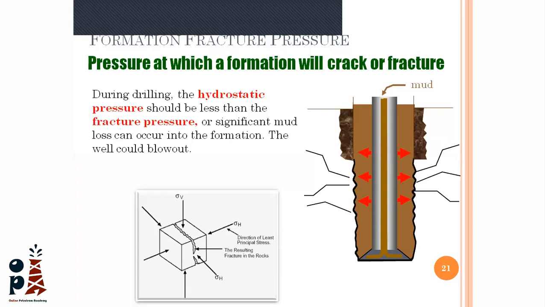So we use the LOT, which is the leak-off test, to calculate it, where we use the cement unit, close the well, pump a little bit, a quarter barrel, and see the pressure response. The pressure will increase until a point where it starts to decrease.